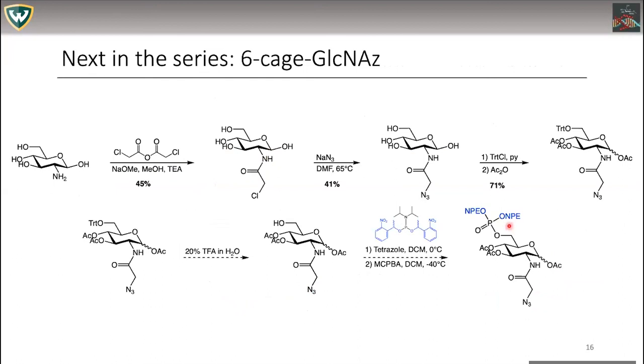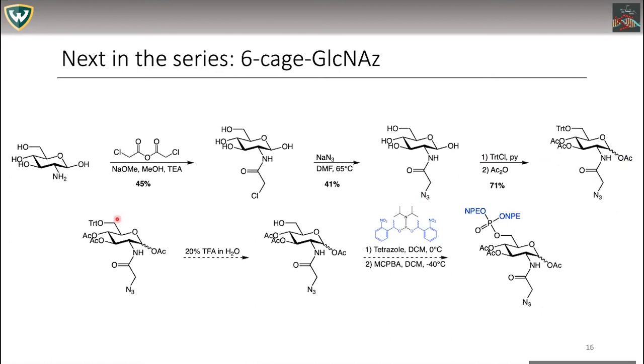The synthesis for GlcNAz is reported. We start with chloroacetic anhydride and glucosamine with sodium methoxide, methanol, and triethylamine to get this chloroacetylated compound, before displacing the chlorine with sodium azide in DMF to get this azide-modified GlcNAc. In order to selectively free up the 6-position, I can selectively protect the 6-position with trityl chloride and pyridine before peracetylating the remaining hydroxy groups. And here's where we're at with this right now.